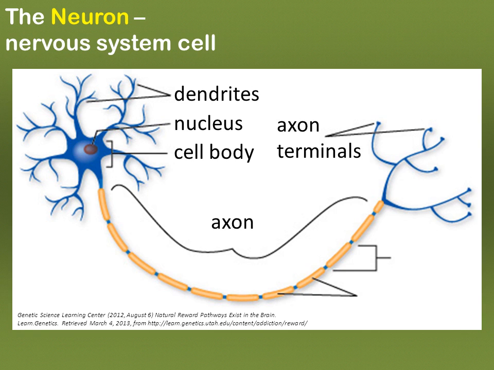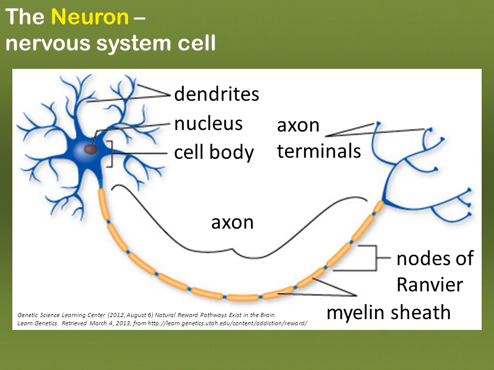Now, along the length of this axon are these myelin sheaths, wrapping from another type of cell entirely. The membrane of another cell wraps around the axon to form these myelin sheaths. And then there are places in between these myelin sheaths, these gaps where the axon is exposed, and those are called the nodes of Ranvier.